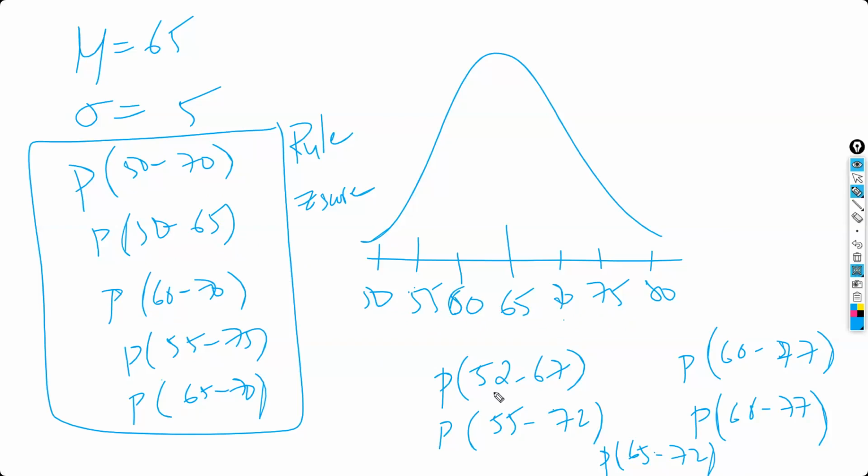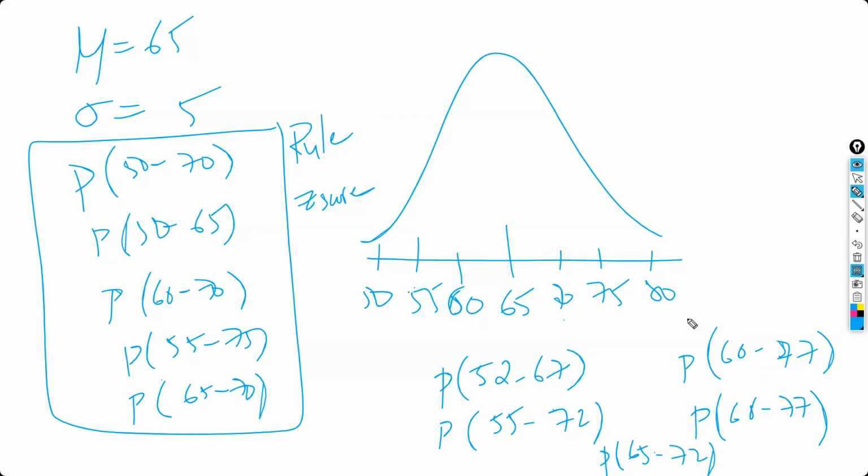For 52 to 67, 52 is not there, 67 is not there. If one is not there, we can't apply the rule. 60 is there, but 77 is not there. We can't apply the rule. If both the numbers are available, then only the rule is applicable. If one of the numbers is not available, the second option, the Z-score concept, is the only way. So for 5 questions you have to try both options. For the remaining 5 questions, you have to try with one option, using the Z-score.